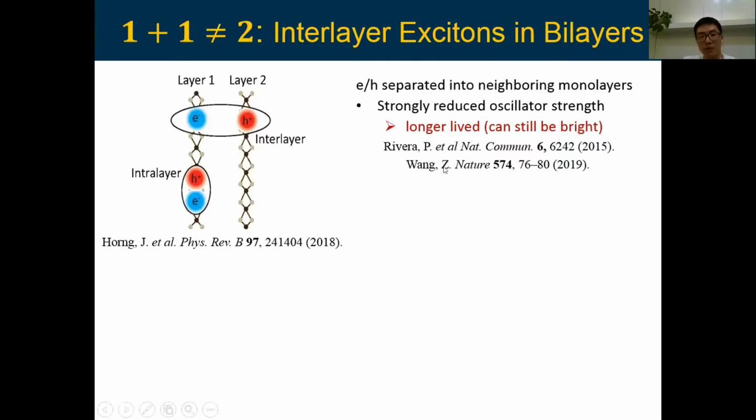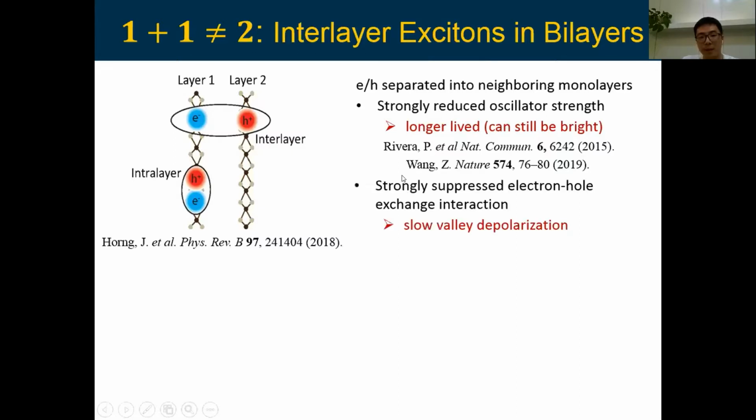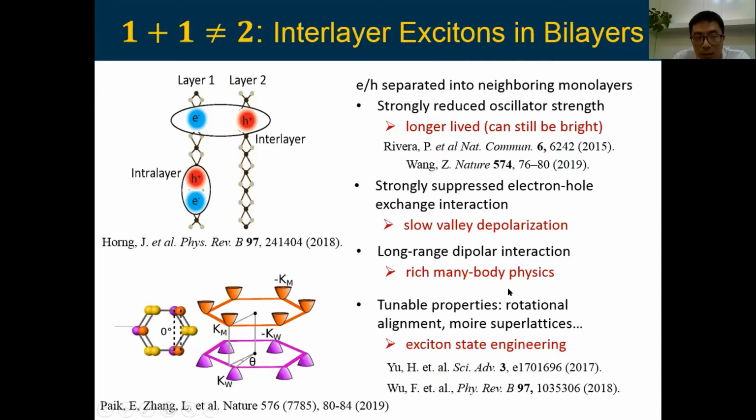For example, this paper reported the exciton condensate in the heterobilayers. And also, with reduced electron-hole exchange interaction, we hope to slow the valley depolarization rate. And the permanent dipole can induce very strong dipole-dipole interaction, so you can study many-body physics. And most importantly, because there is twisting or lattice mismatch, there must be a Moiré superlattice, which will provide another platform to tune the exciton state.